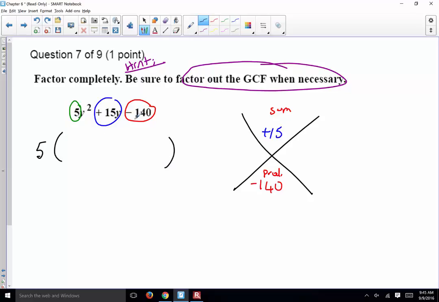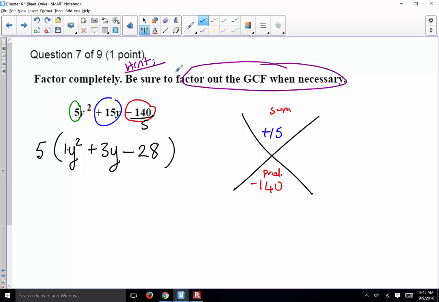So I see that 5 is in every family. There are 3 terms here. Everybody has common factor 5. So I can divide everybody by 5. So 5y squared is now 1y squared. And 15y loses one of the y's and drops to 3y. And what happens if you divide 140 by 5? It is 28. Perfect.